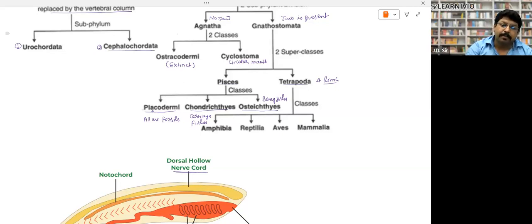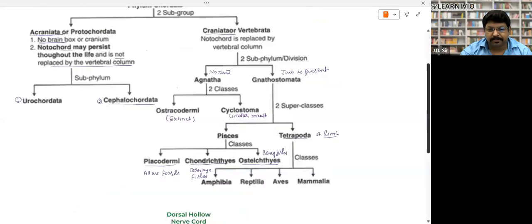Then further, Tetrapoda means those which have four limbs, right? In Tetrapoda, amphibians are there like frog, reptiles like snake and lizard, Aves means birds, and Mammalia, those mammals like we humans, which have mammary glands and feed their children through them, right? So this is the classification of the chordates. Is it clear or not?